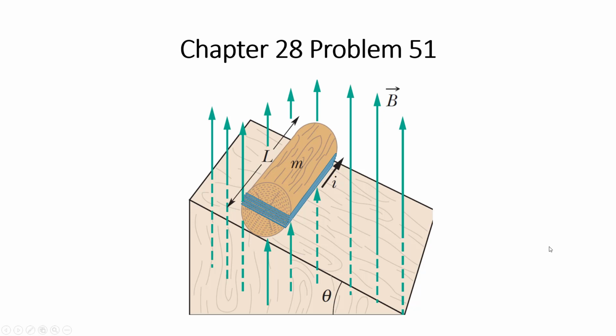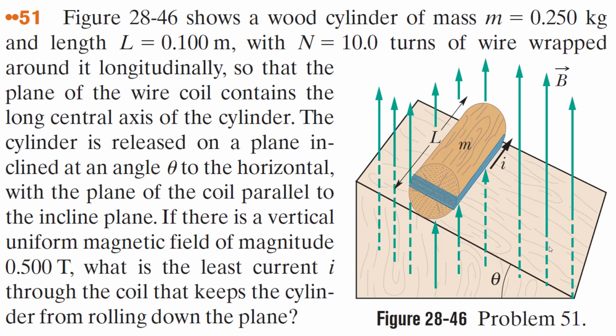Chapter 28, Problem 51. A log is sitting on an inclined plane. This log is wrapped with a bunch of wire that's carrying a current. At the same time, there's a uniform magnetic field pointing straight up, as shown. The question is, how much current do you need to send through that coil of wire to keep that log stationary?